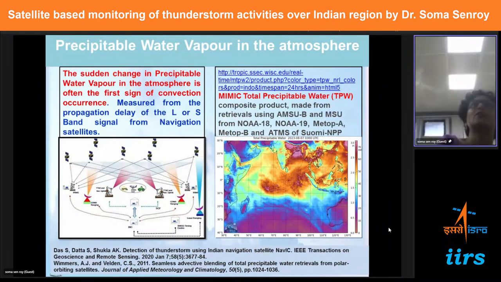give the location of a person, and accordingly it also gives you the propagation delay, which gives you an indication of the precipitable water vapor in the atmosphere. Hence you can calculate if there is a sudden change in the column, and that gives you an indication that yes, convection is likely.